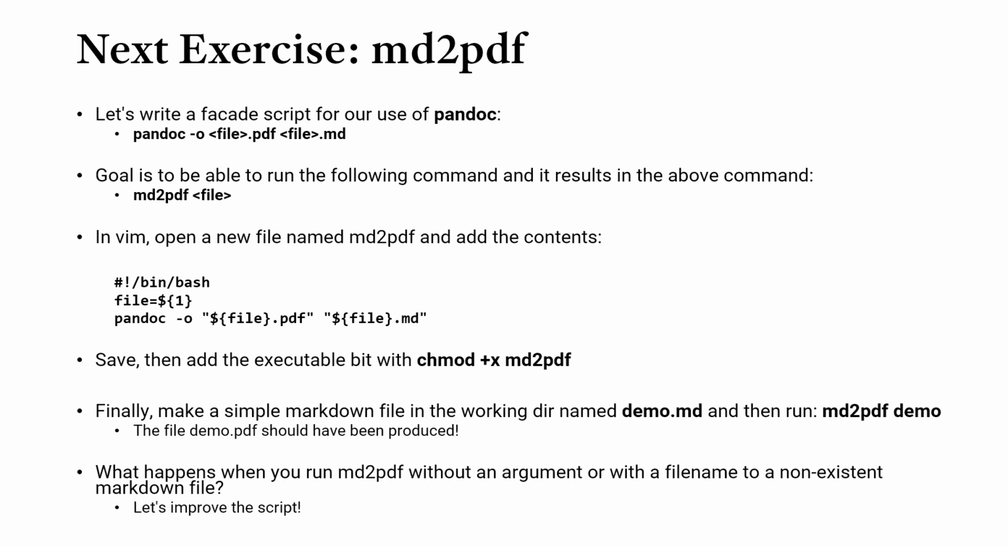Our goal is to be able to run a command that looks like this, md to PDF, and then we just give the base name of the file. We don't have to give an extension, and it will run this pandoc command above. So go ahead and pause the video here, work through the next set of steps on this slide, and then we'll pick up from where we left off.